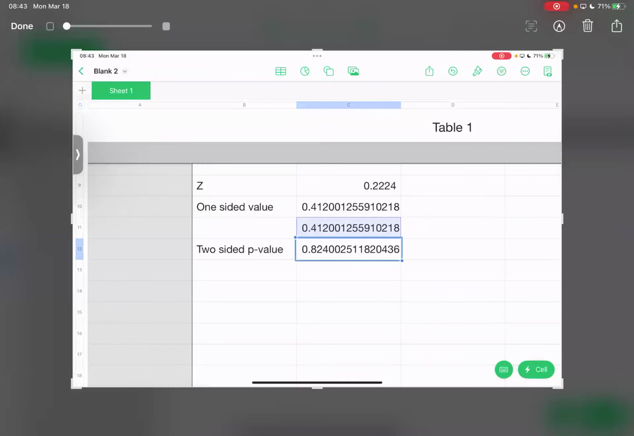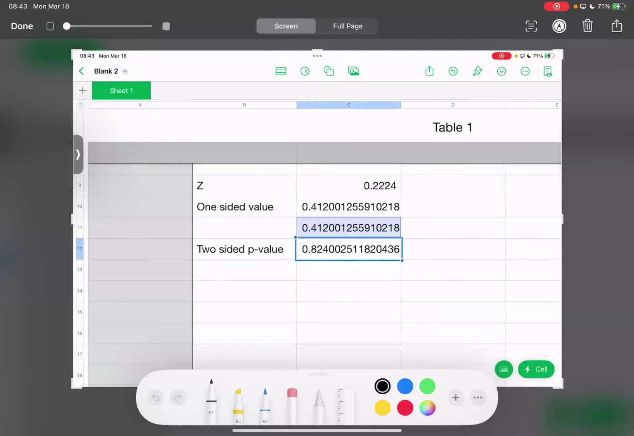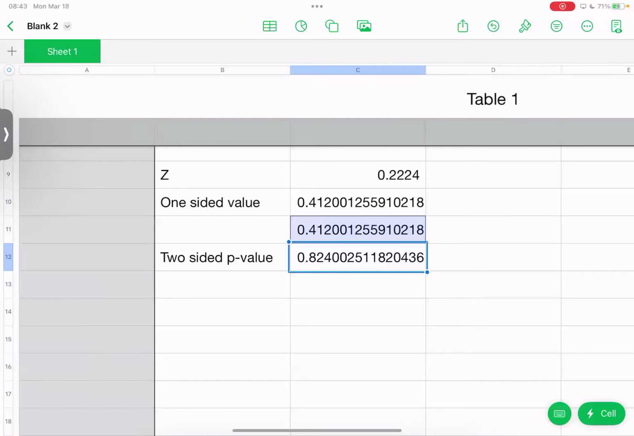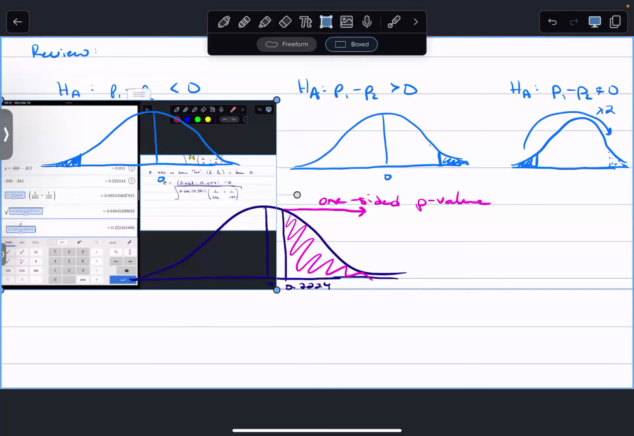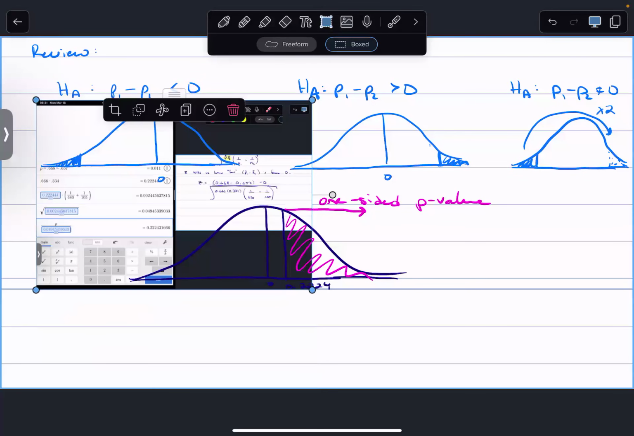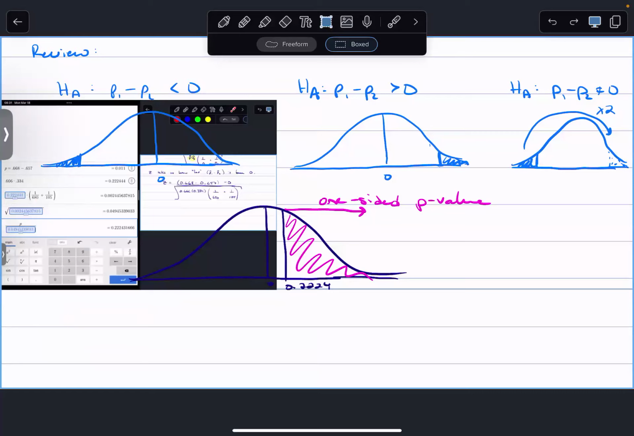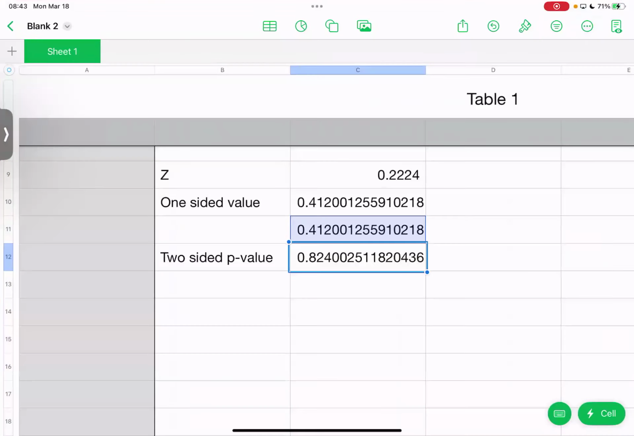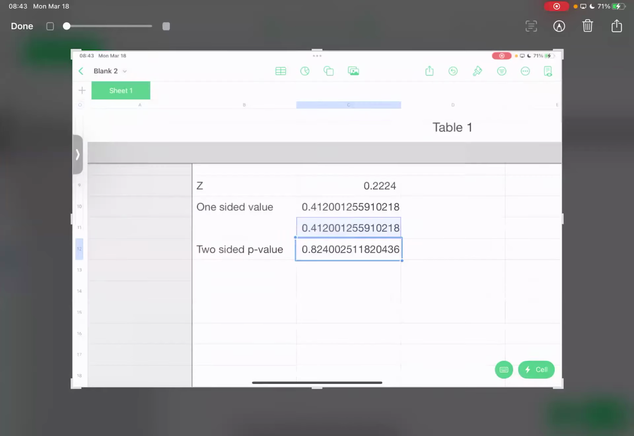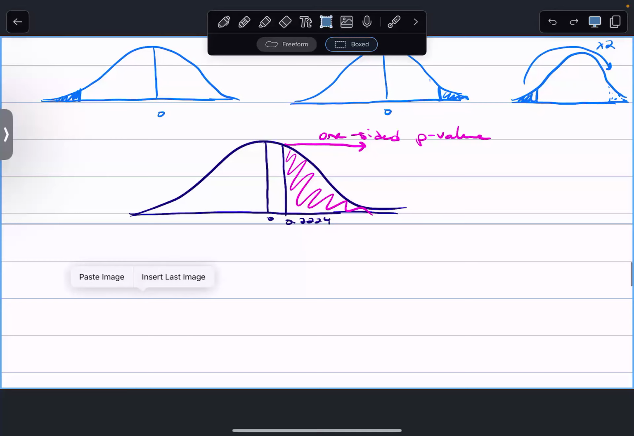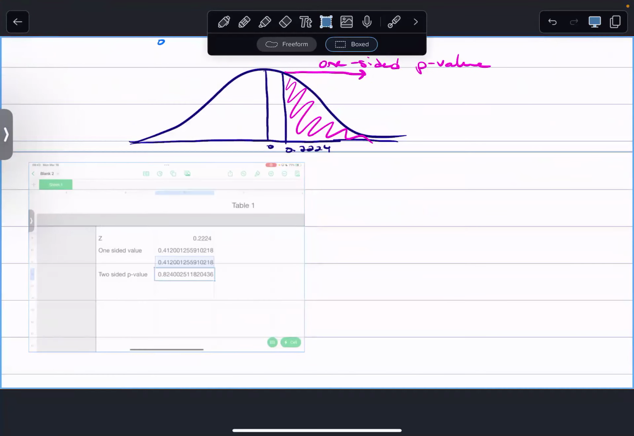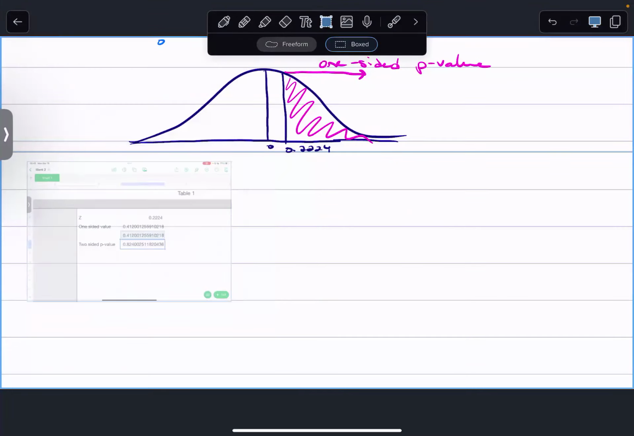I'm going to screenshot this and bring it in. How can I? Oh, well, I'll just write it on the side. Hey, where did it go? Done, save to photos. Good. Crop this up. Whoops.